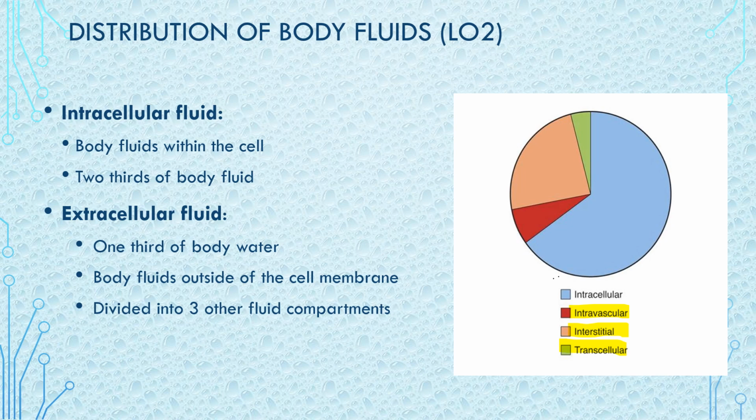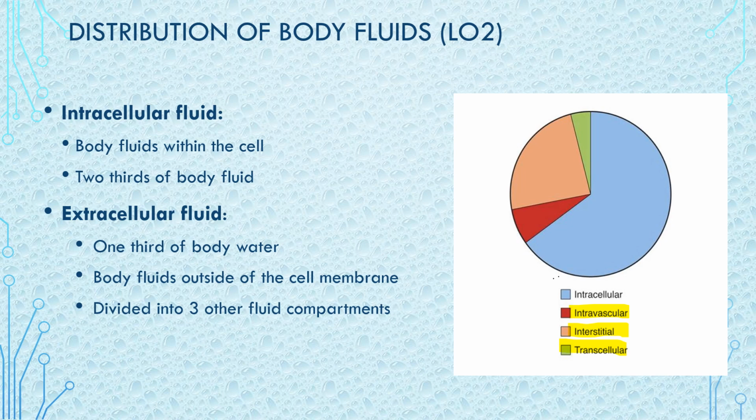So there's a distribution of the body fluids. They have two compartments within our body. We have the intracellular fluid, which is within the cell and comprises two-thirds of our body fluid. So that's a lot. And then we have the extracellular fluid, which is a smaller amount, covering one-third of the body water. This means the extracellular fluid is outside of the cell membrane.